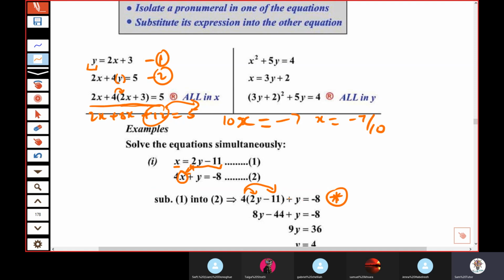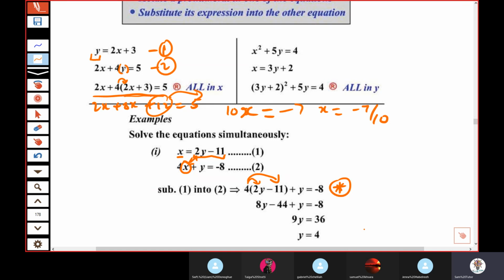It doesn't matter if it's x or y. You just want the one letter. Now you've got one letter. Expand. Bring the 44 over. 8 plus 1 is 9. And you want one letter. That's the whole point of substitution.